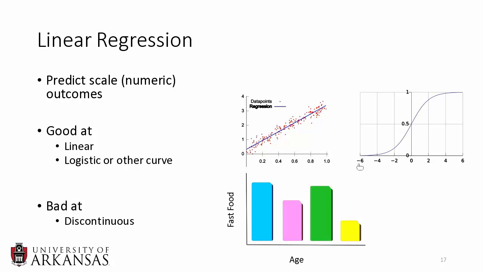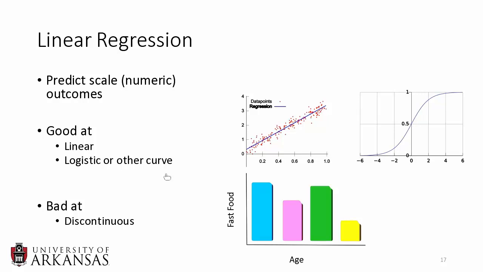Like this, for example, could be lifetime incidence of lung cancer with the amount that you smoke. If you never smoke, you have a very low probability of lung cancer. There's some amount of smoking which gives you sort of a 50-50 chance. And then there's some higher amount that really puts you into a very high category.